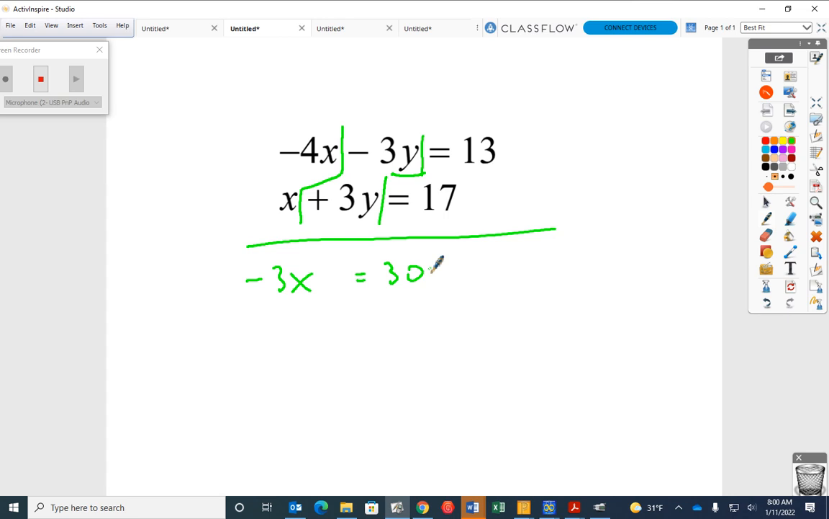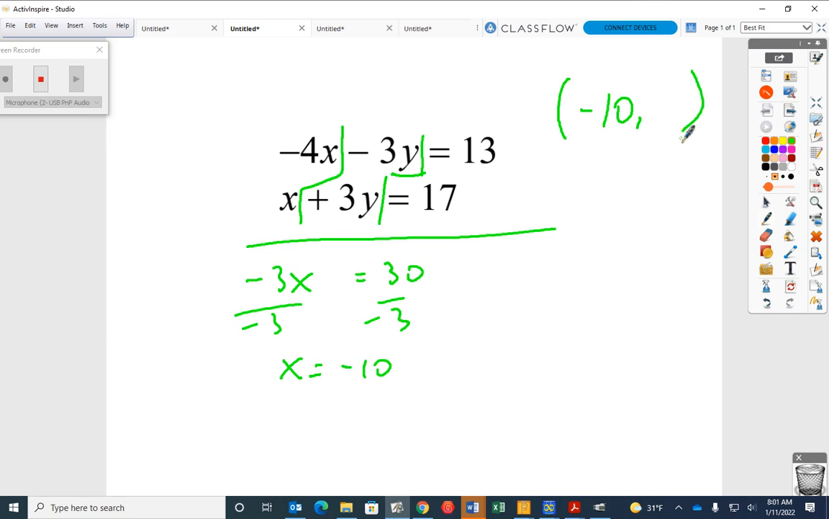This is essentially, what have we done? We've made this into a one-step equation. Can we solve this? Yes. Divide each side by negative 3. What does x equal? Negative 10. So we already have half of our answer.